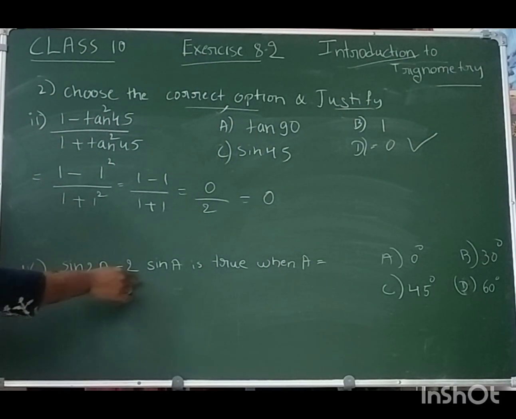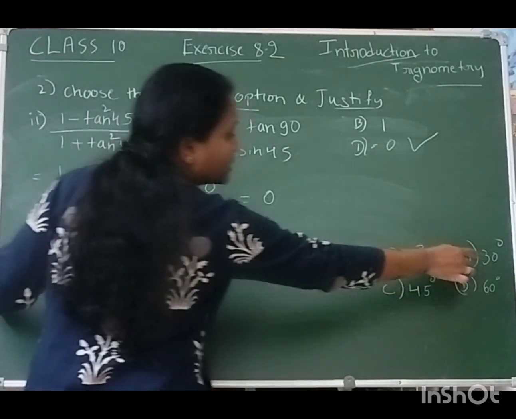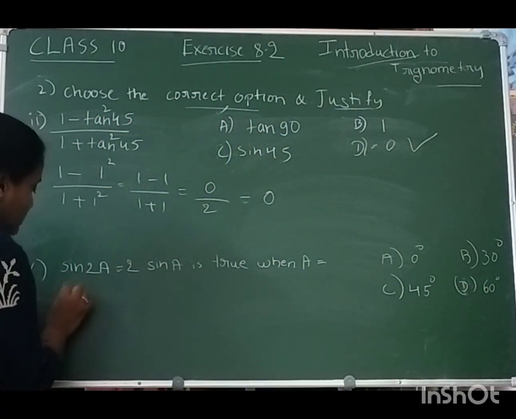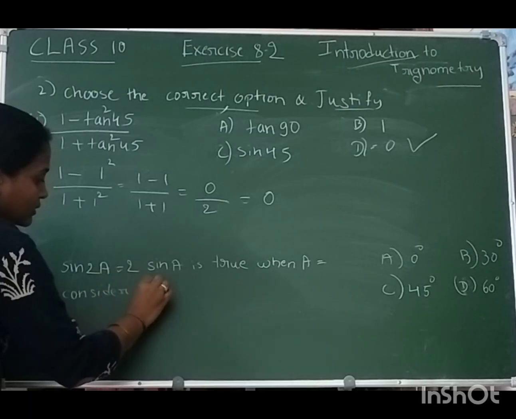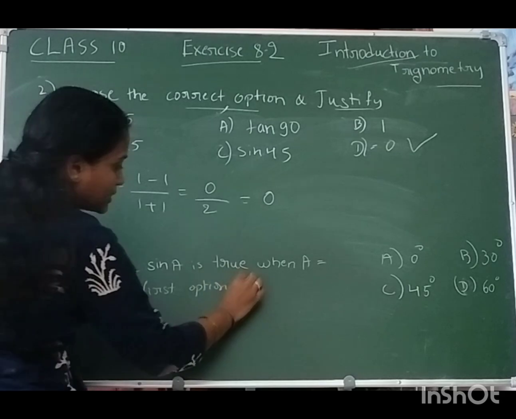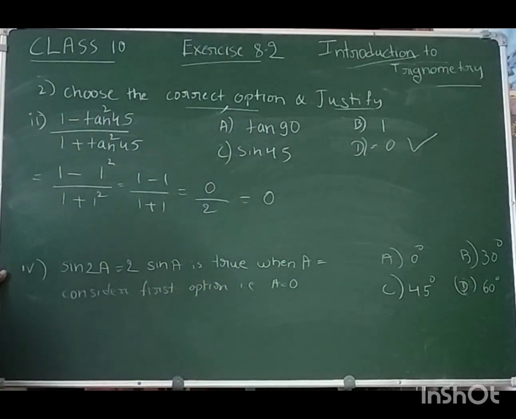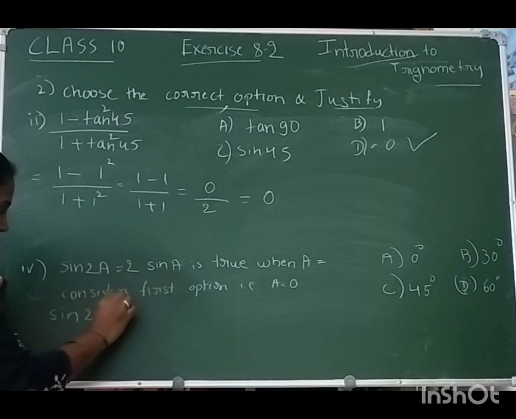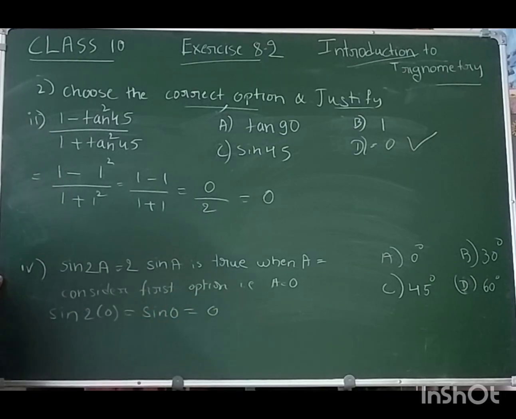That is, given sine 2A is equal to 2 sine A is true when A is 0 degree, 30 degree, 45 degree and 60 degree. We have to check which angle satisfies this equation. So first one, we'll consider angle 0, that is option A. A is equal to 0. So upon substituting, that is sine 2A. So A is 0 here. So it will become sine 0. So we know sine 0 is 0.